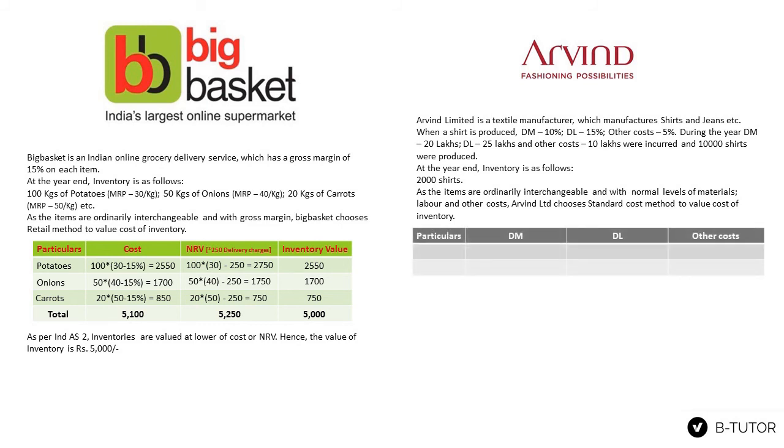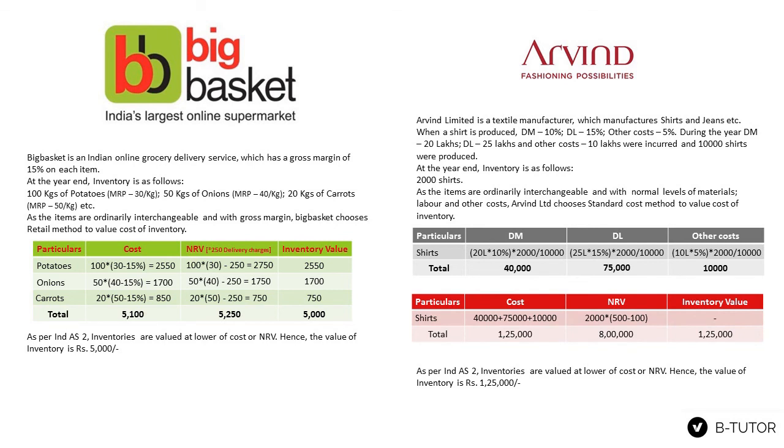So cost of 2,000 shirts for direct materials, 20 lakhs into 10% multiplied by 2,000 divided by 10,000, which comes to 40,000. Next, direct labor, 25 lakhs into 15% multiplied by 2000 divided by 10,000, which comes to 75,000. Other cost 10 lakhs into 5% multiplied by 2000 divided by 10,000, which comes to 10,000. Shirt total cost comes to 40,000 plus 75,000 plus 10,000, 1,25,000 is the cost.